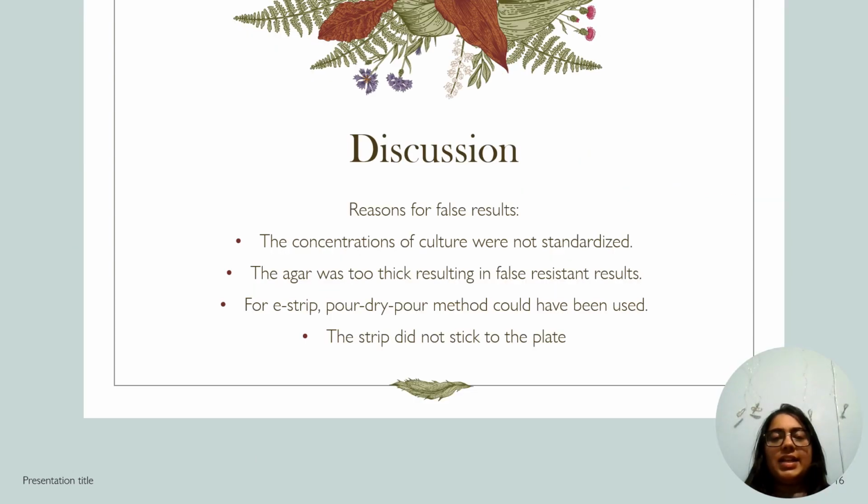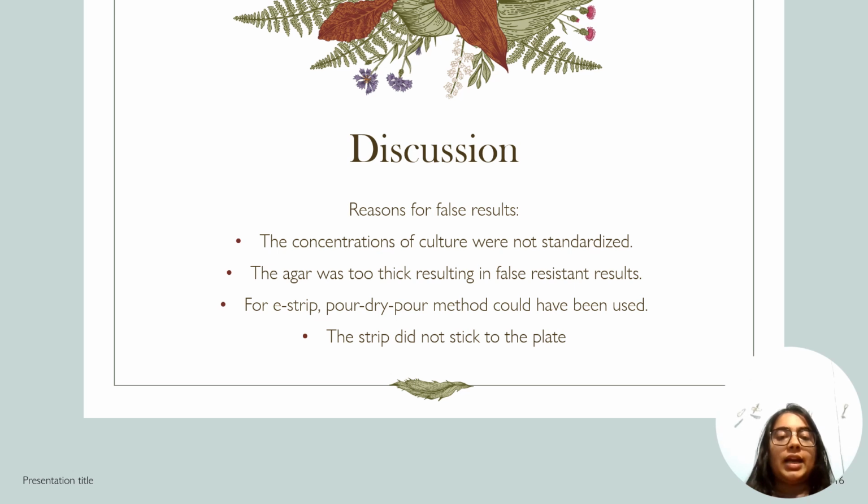This discussion slide covers the reasons for not getting desired or expected results for the agar-well diffusion method and for the E-strip test. The two possible reasons for the agar-well diffusion method are as follows. Number one, the concentrations of the cultures of E. coli and S. aureus that were used to swab on MHA were not standardized to 0.5 McFarland standard.